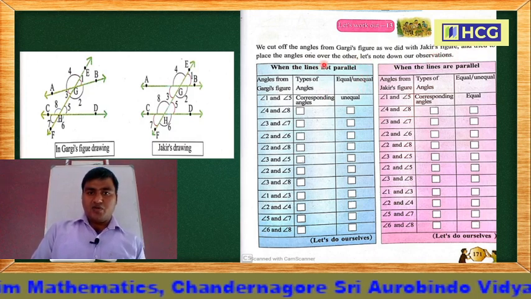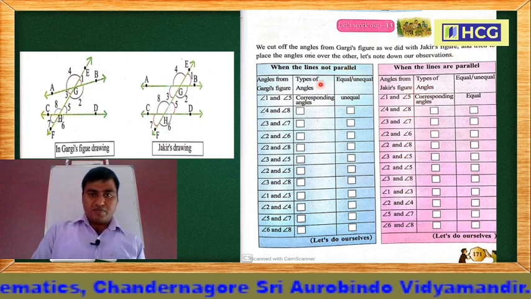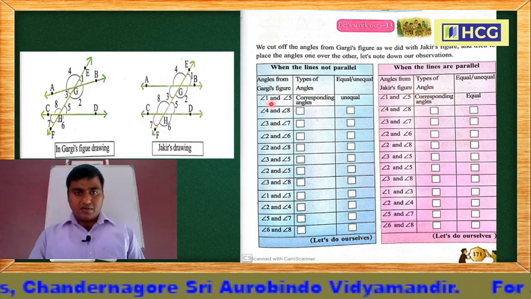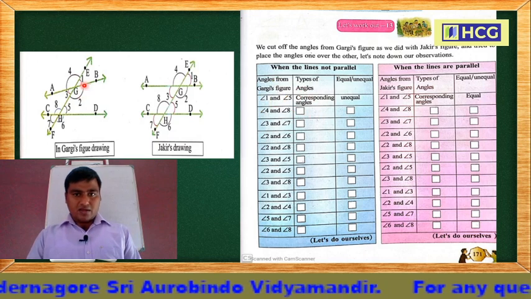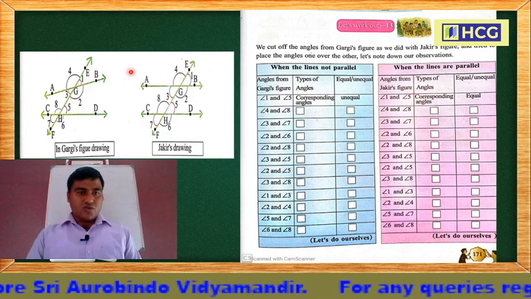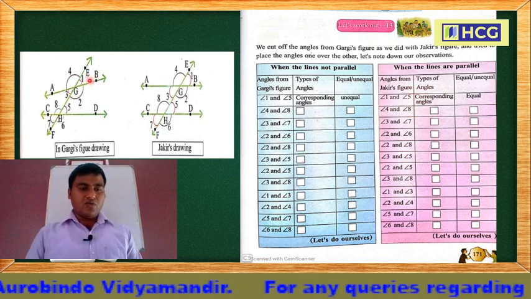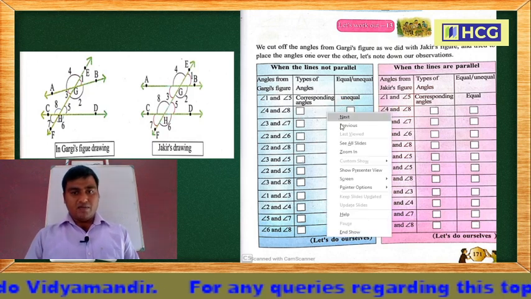First, when two lines are parallel, so this is the Gargi figure. Angle 1 and angle 5 are corresponding angles. So if two lines are parallel, then corresponding angles are equal. Here the two lines are not parallel, so these two angles are not equal.